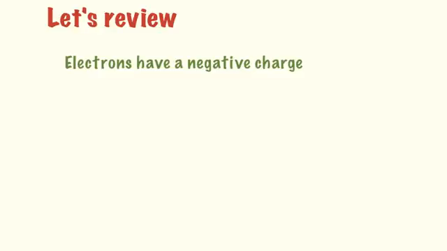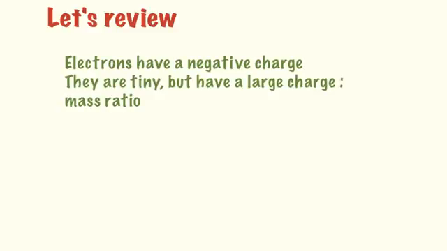It's probably easiest if we review. Way back when, we learnt that electrons have a negative charge. And this was done by Thomson, and he basically fired electrons through between charged plates and saw they were attracted to the positive charge and repelled by the negatively charged plate.